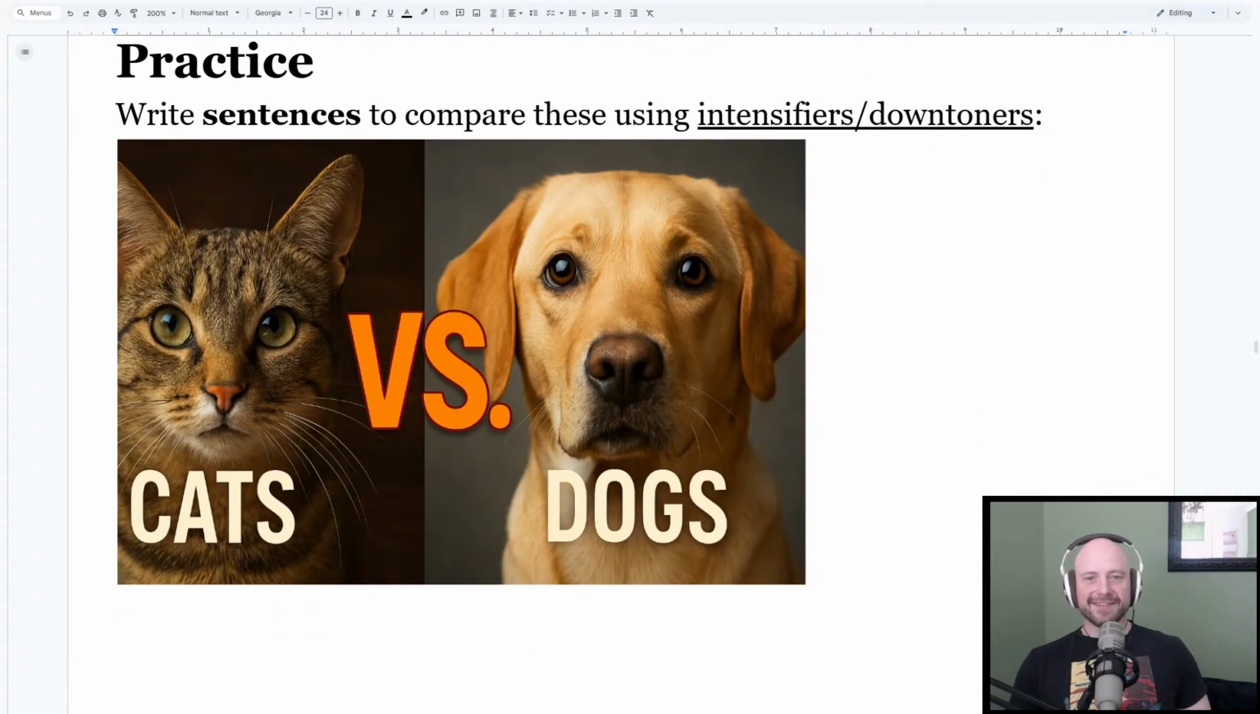Cats and dogs. A classic. Cats versus dogs. Which one? Which one is the best? So which of these do you think are friendlier? Which require higher maintenance? Which are more loyal? Which are more playful? Which are more expensive?